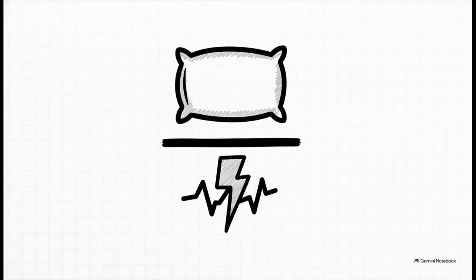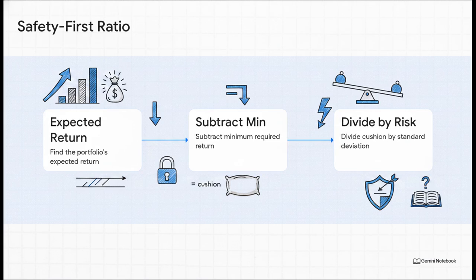Now, what's really interesting about this slide is how we solve that exact problem using Roy's safety-first criterion. This is the tool we use to compare different portfolios by looking at three specific things: expected return, minimum required return, and risk, which we measure by standard deviation. Conceptually, it's great. It just calculates your return cushion and then divides it by your risk. Let's break down that intuition so you can see exactly what the formula is doing behind the scenes.